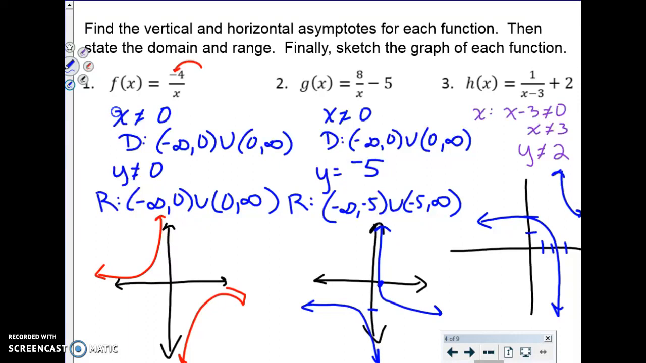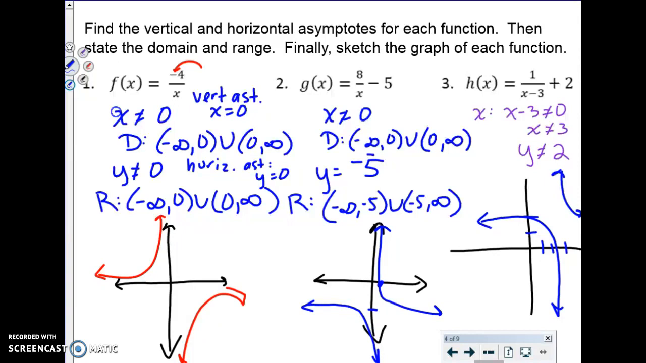So going back to number 1, because x cannot equal 0, my vertical asymptote is at the line x equals 0. My horizontal asymptote is at the line y equals 0, because those are the lines that the graph approaches but never touches.